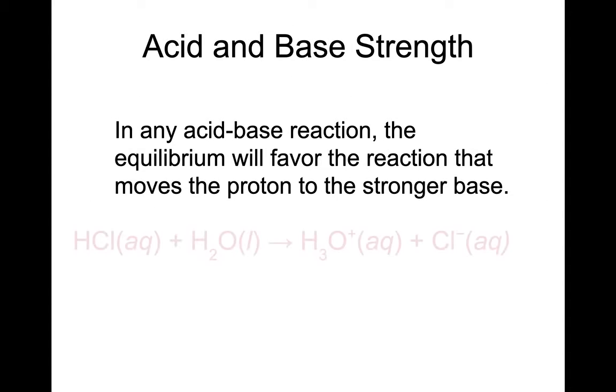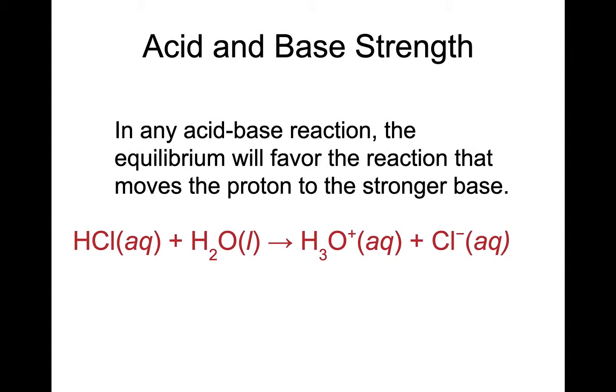So if we're talking about the strength of acids and bases in any reaction, the equilibrium is going to favor the reaction that moves the proton to the stronger base. So the reason we care about figuring out the relative strengths of these is so that we can apply our knowledge of equilibrium from the past unit to figure out which side of this reaction is going to be favored.